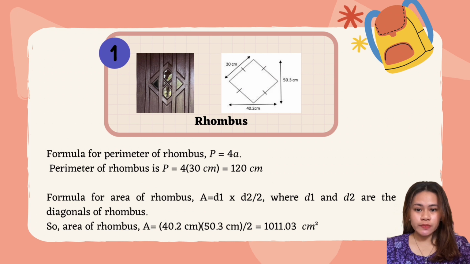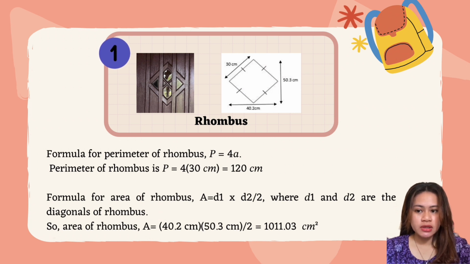The first shape is the rhombus. The formula of perimeter for a rhombus is P equals 4a. So here, the perimeter of the rhombus is P equals 4 times 30 cm, equals 120 cm. While the formula for the area of a rhombus is A equals d1 times d2 over 2, where d1 and d2 are the diagonals of the rhombus.